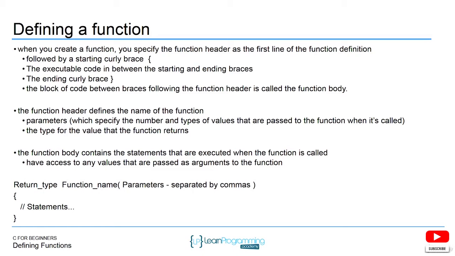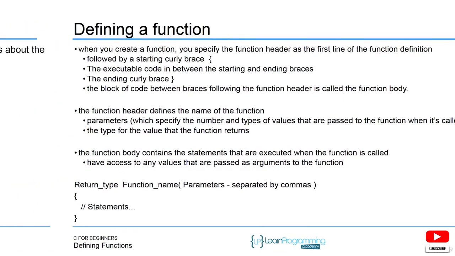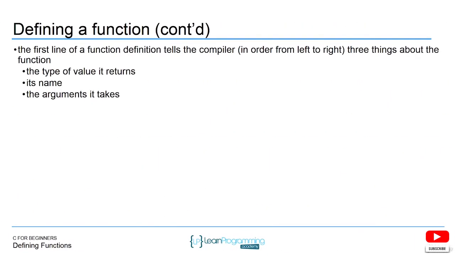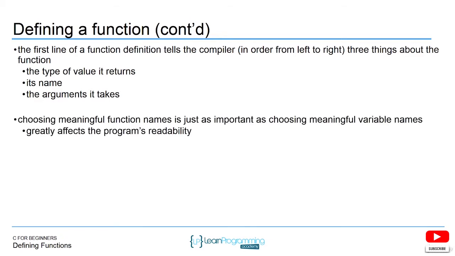Now let's focus on the function names, and we'll talk about the parameters and return types later. The first line of the function definition tells the compiler, in order from left to right, three things about the function, as I mentioned. The type of the value it returns, the name of the function, and then any data it takes. And this is just to summarize. That's important. As far as function names, you want to choose meaningful function names. It's just as important as choosing meaningful variable names. It greatly affects the program's readability. So do not name functions X or Y. Name the function based on what it's going to do. If it's adding two numbers, name it add. If it's subtracting two numbers, name it subtract.